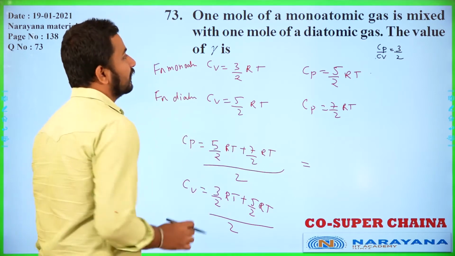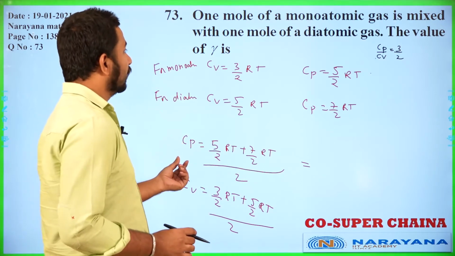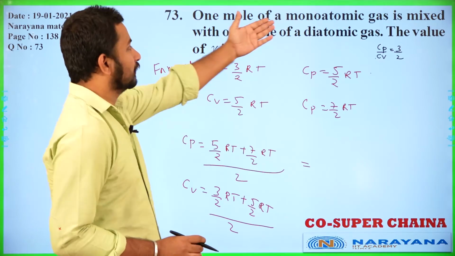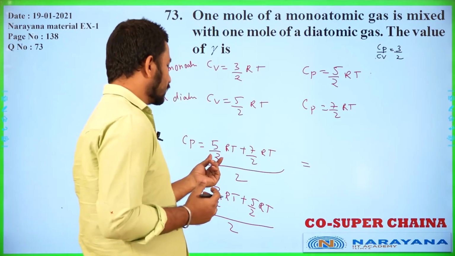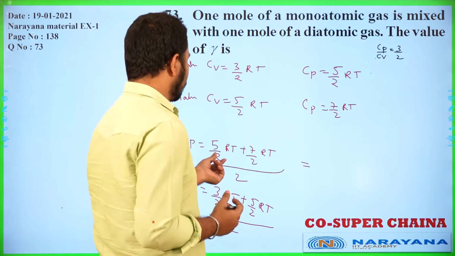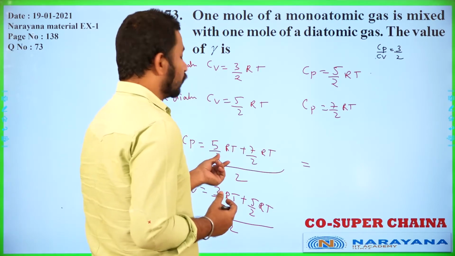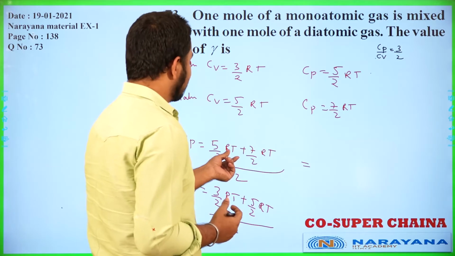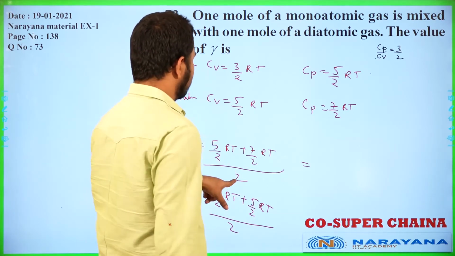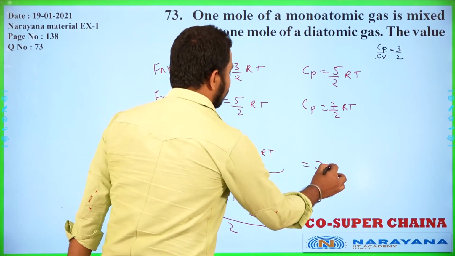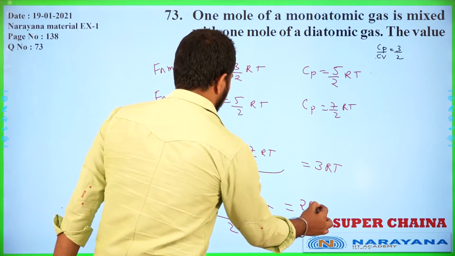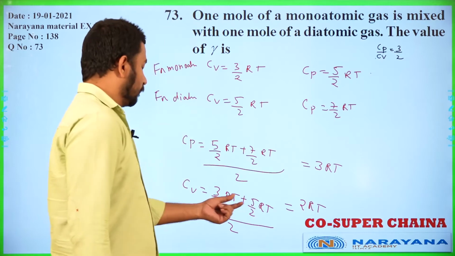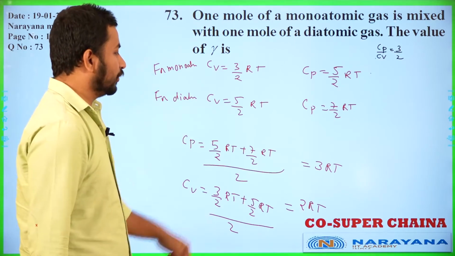This will be for the mixture we are calculating. Okay, this is for the mixture when the monoatomic and diatomics are mixed here. So simplify this here, 12 by 2, it will be 6 by 3. So it will be 3 RT and here it will be 2 RT. 4 by 2, it will be 2 RT.